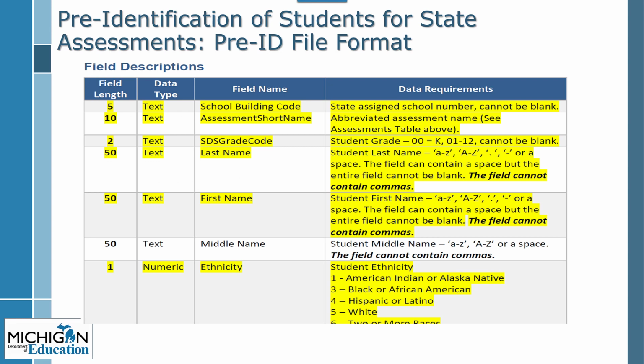This is just a section of the pre-ID file upload template. You can see that it shows you the field length, the data type to be inputted, and then the field name and the specific information about how to complete each row. You can see, for example, the SDS grade code must be inputted, and you input kindergarten as 00, not K or just 0. You can also see the requirements for inputting the student's last, first, and middle name, and the specific codes used to identify student ethnicity. Again, this is a part of the pre-ID file upload template. If you are going to pre-ID using this method, make sure that you follow the requirements listed here.